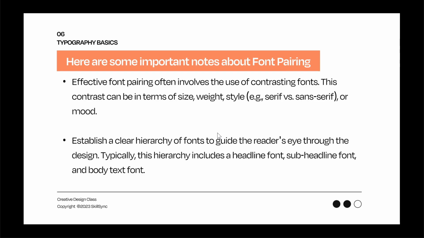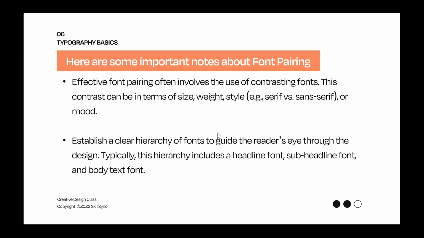Number one, effective font pairing often involves the use of contrasting fonts. So you can use a serif font with a sans serif font, so that the viewer will be able to differentiate them, because they are very different. Serif fonts have serifs around them, and then sans serif have no serifs. They are very easy to differentiate.